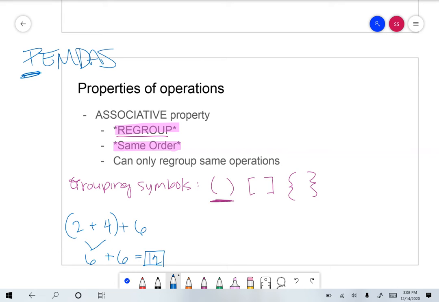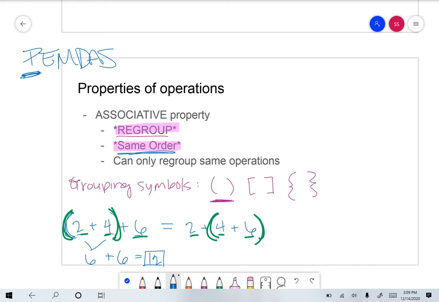Now, associative property says that we can regroup, so change what's inside the parentheses without changing the answer. And the key thing is you do need to keep the same order. So it's still going to be 2, 4, and then 6. But instead of having the parentheses, I'm going to use a different color here. Instead of using the parentheses over 2 and 4, you're going to move them to 4 and 6. So again, the order is still the same, still 2, 4, 6. But instead of 2 and 4 being grouped, it's going to be 4 and 6 being grouped.